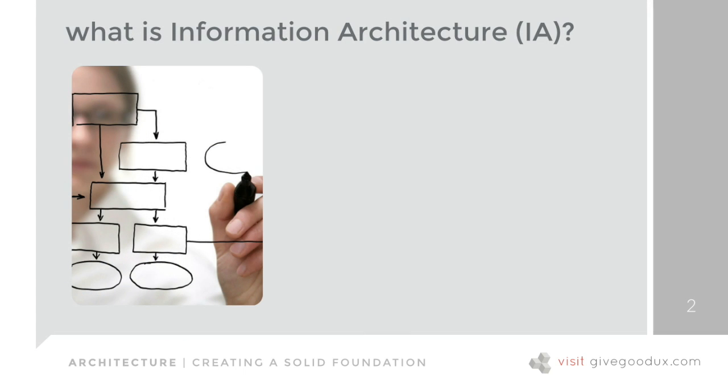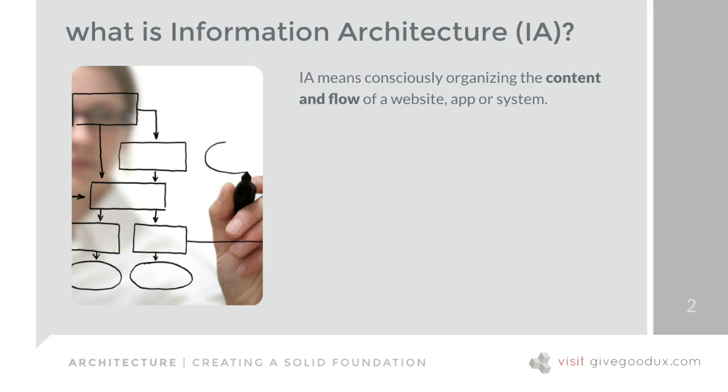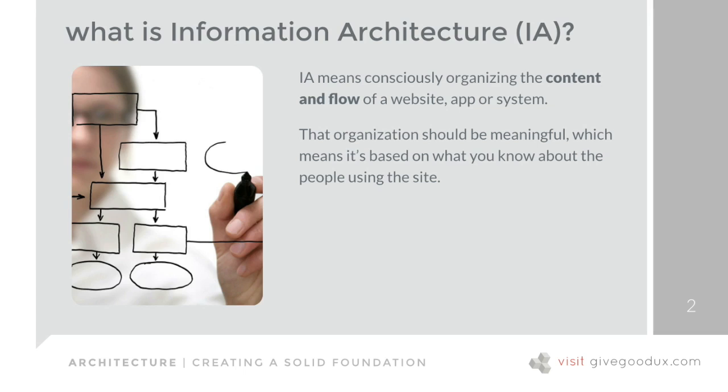So what is information architecture? Let's start there. IA means you're consciously organizing the content and flow of a website or an app or a system. That organization has to be meaningful, all right? And that means it's based on what you know about the people using the site. In particular, what their preconceptions are and their expectations are, right? What do they think is going to appear? What do they think they're going to get? What do they think they're going to be able to do? Matching those expectations is a huge part of whether information architecture succeeds or fails.